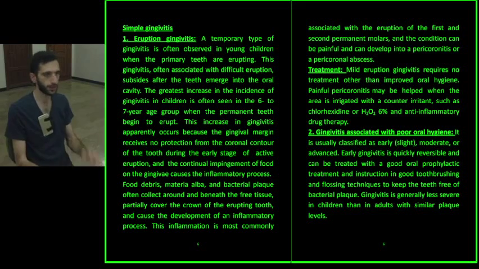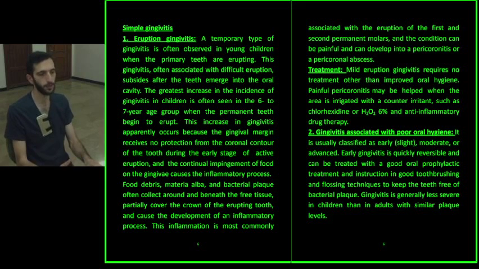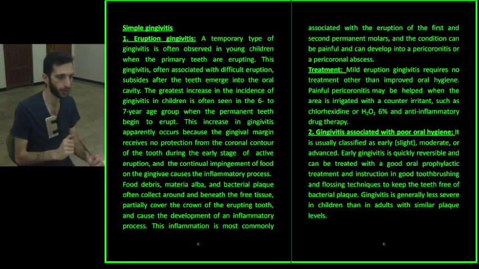It's usually classified as early, slight, moderate, or advanced. Early gingivitis is quickly reversible and can be treated with good oral prophylactic treatment and instruction in good toothbrushing and flossing techniques to keep the teeth free of bacterial plaque. Gingivitis is generally less severe in children than in adults with similar plaque levels. So in children, we have less severe gingivitis associated with bad oral hygiene, even with a similar plaque index. To treat that, the child has to be instructed to use good oral hygiene methods like toothbrushing and flossing to reduce that gingival plaque.